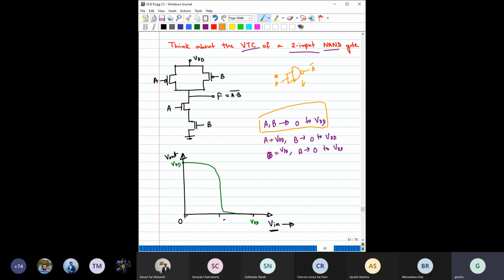You can clearly see from here, suppose you have two inverters. So basically, you have two PMOS. If you are trying to compare it with the inverter, then what would be the difference? See here.